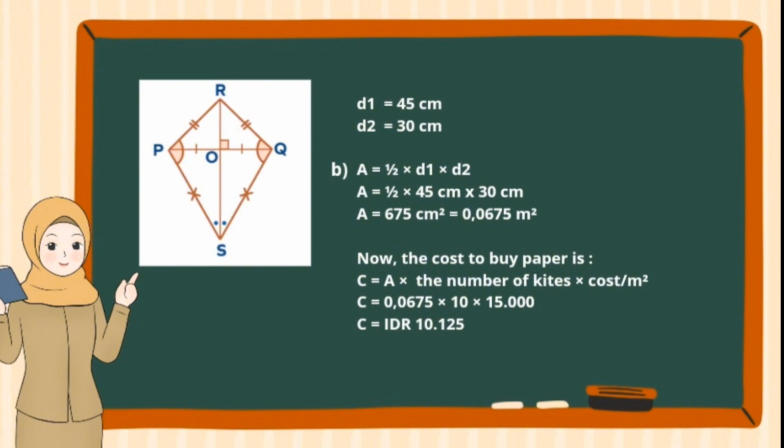equals 0.0675 meters square. Now, the cost to buy paper is cost equals area times the number of kites times cost per meter square. Cost equals 0.0675 times 10 times 15,000. Cost equals 10,125 rupiah. So, the money spent by Budi to make 10 kites is 10,125 rupiah.